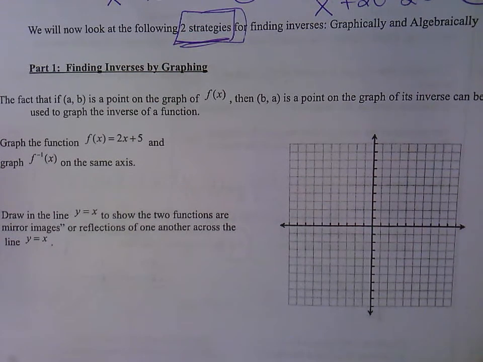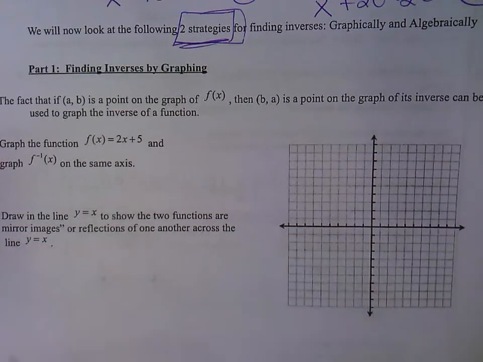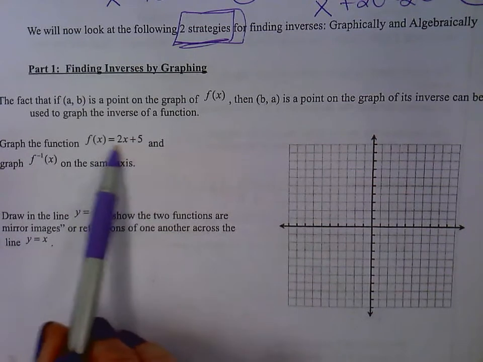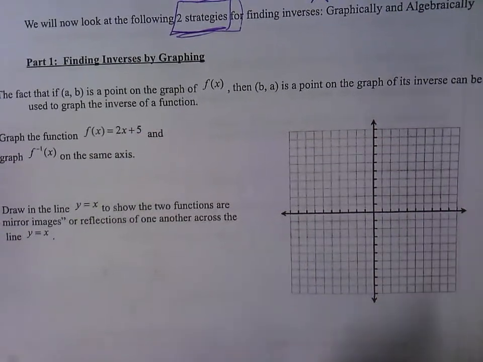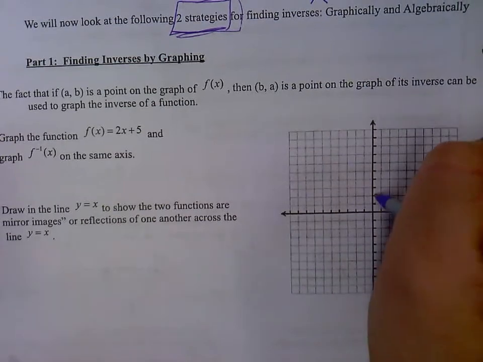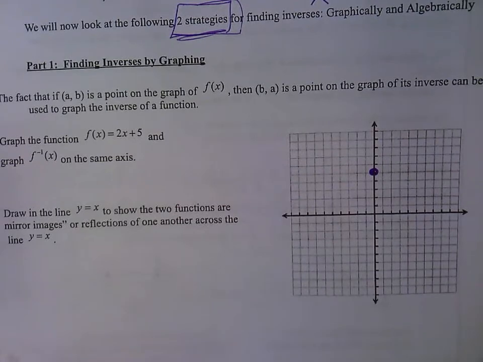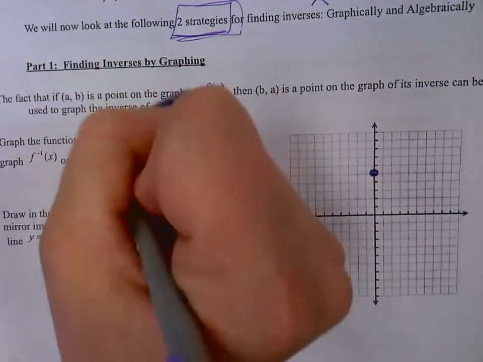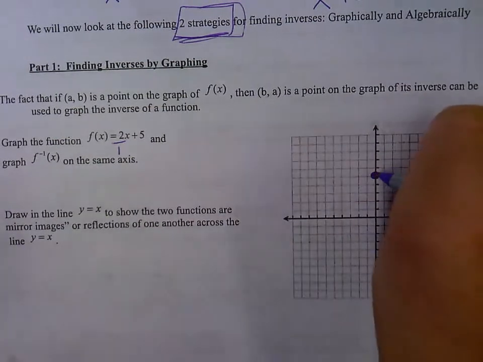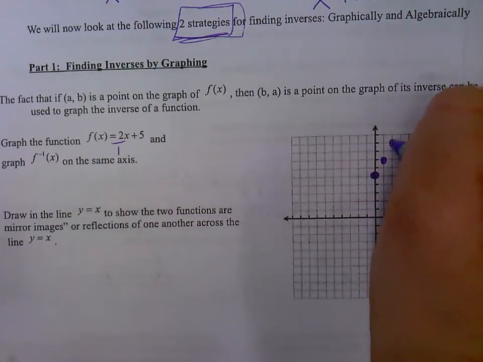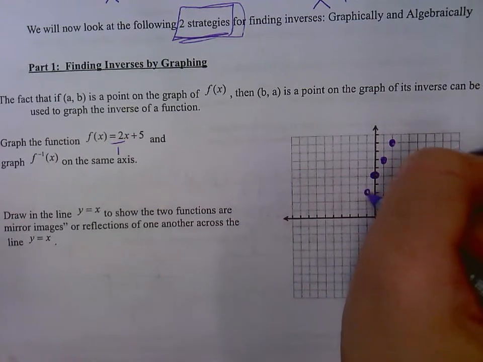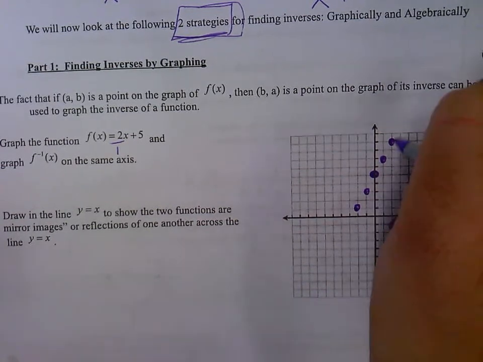What's my y-intercept? Y equals 2x plus 5. 5. 1, 2, 3, 4, 5. That's my y-intercept. And what's the slope of this line? How can I make my slope into a fraction? 2 over 1. Y equals mx plus b. So I'm going to go up 2 over 1, and I'm going to dot 2 points in this direction and 2 points in the other direction and connect them like that.